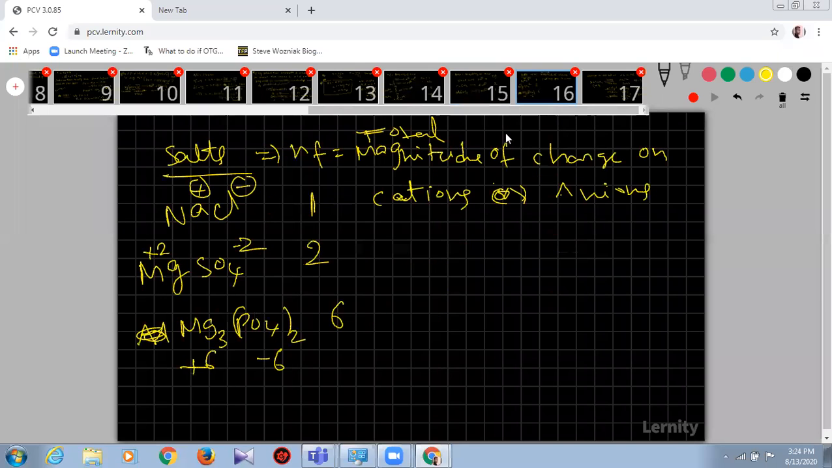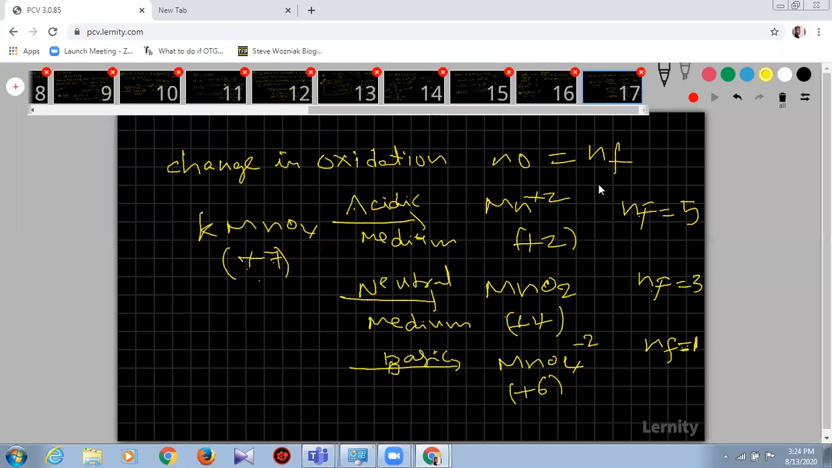Next one, this is the salt's total magnitude of charge. Don't get confused about my handwriting. If you have any issue regarding my handwriting, you can let me know, and I will explain it here itself. Total magnitude of charge on cations or anions, and this is the change in oxidation number. This also comes under n factor.